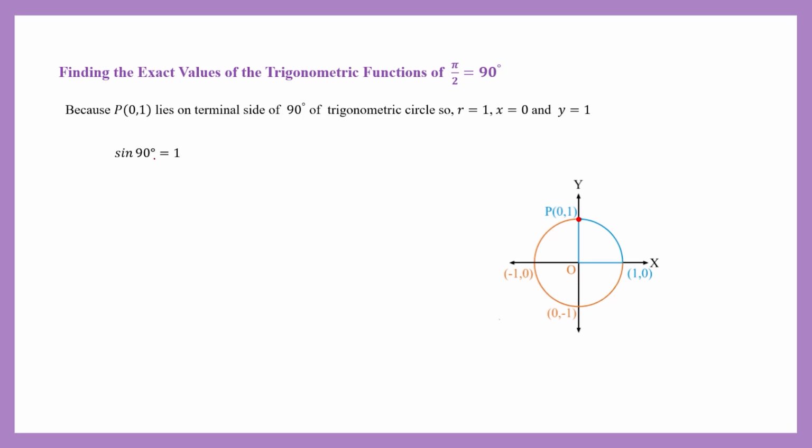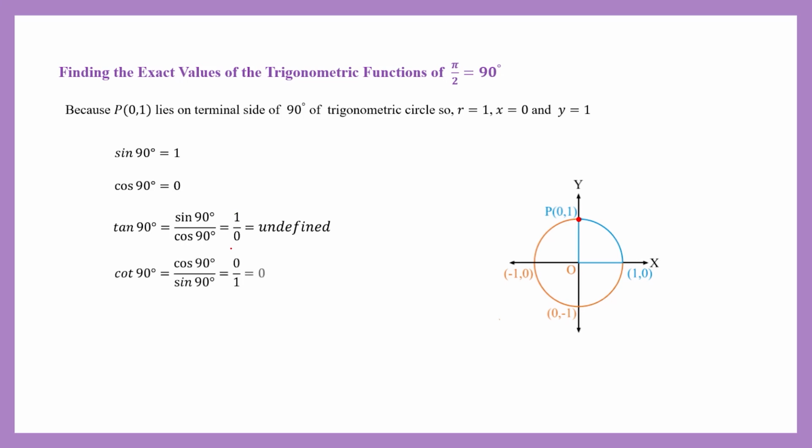So sine of 90 degrees will be equal to 1. Cosine of 90 degrees will be equal to 0. For finding tangent of 90 degrees, we can use the quotient trigonometric identity. Tangent of 90 degrees equals sine of 90 degrees divided by cosine of 90 degrees. By replacing the values, we will get 1 divided by 0, and that is undefined.